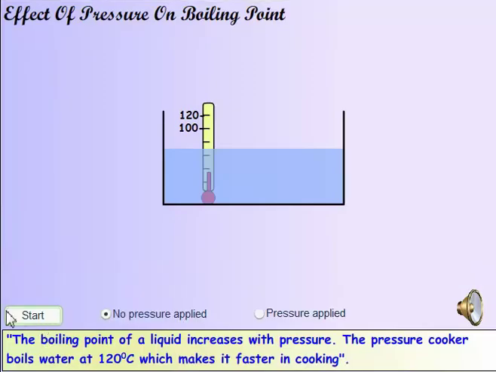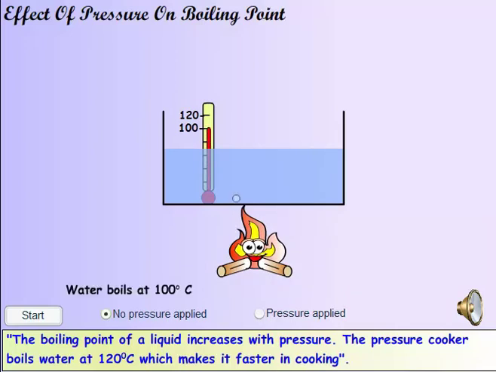The boiling point of a liquid increases with pressure. The pressure cooker boils water at 120 degrees, which reduces the time taken to cook the food. This also saves gas.